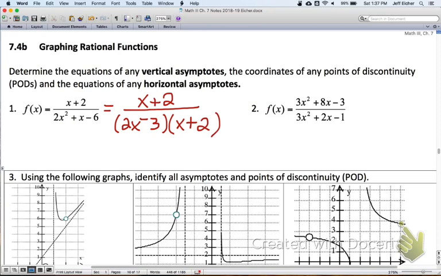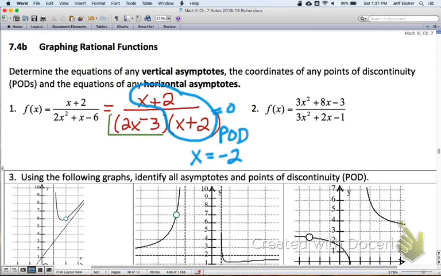Factoring the first, we get identical factors of x plus 2. Since those factors will divide out, that will tell us the location of a point of discontinuity. That point would be setting the factor equal to 0, so you get x equals -2. At that location, there's going to be a hole in the graph. This other factor in the denominator, we set equal to 0, and that tells us the location of the vertical asymptote. So you get 2x minus 3 equals 0, so there's a vertical asymptote at x equals 3/2.